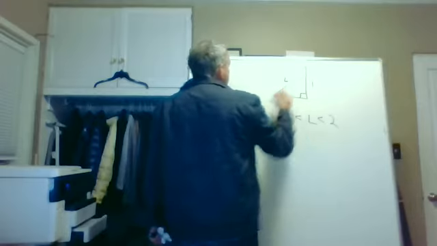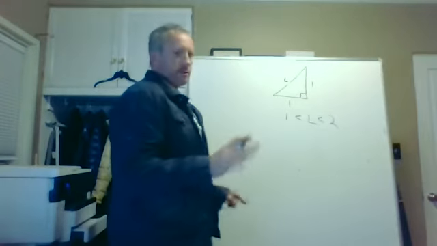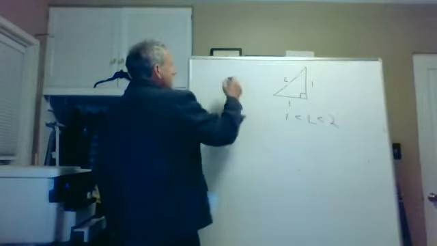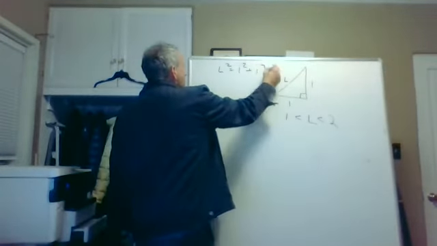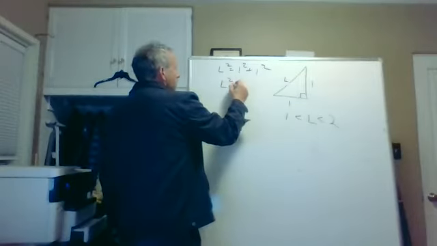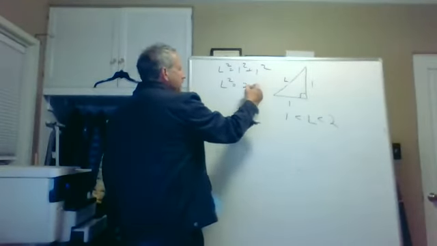And what I'd like to do is apply the Pythagorean theorem to this triangle. So we have L squared is equal to 1 squared plus 1 squared. So L squared is equal to, that's 1, add them together, 2.